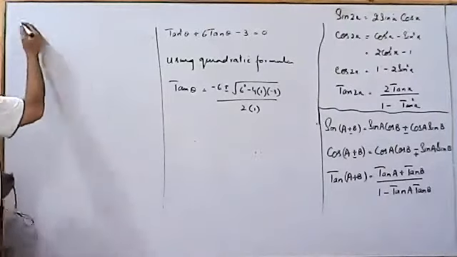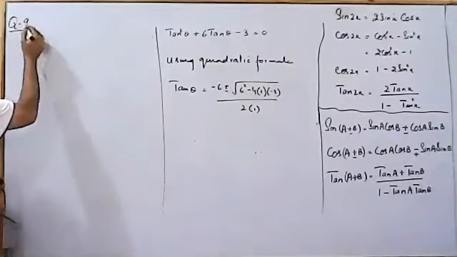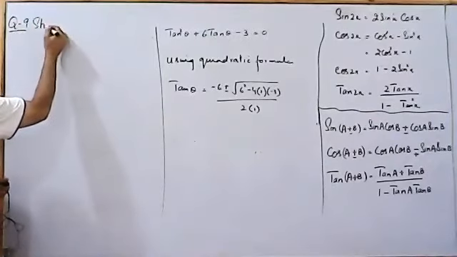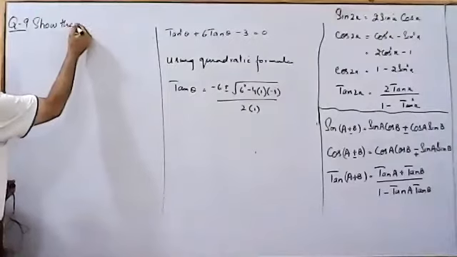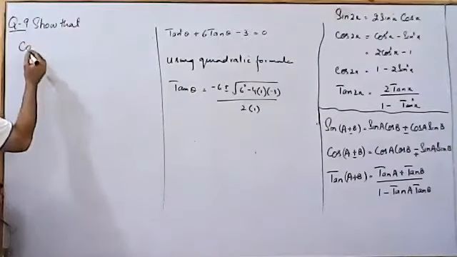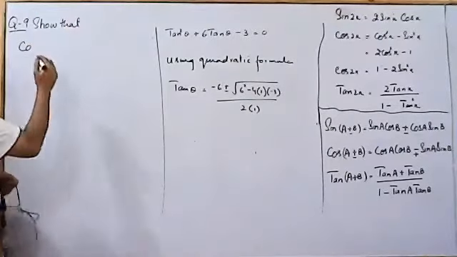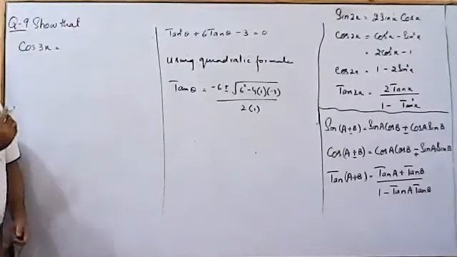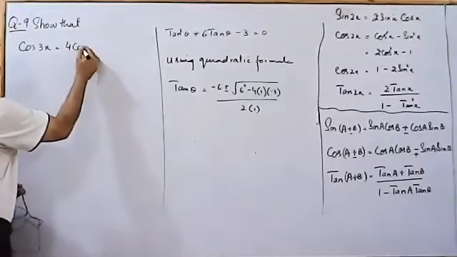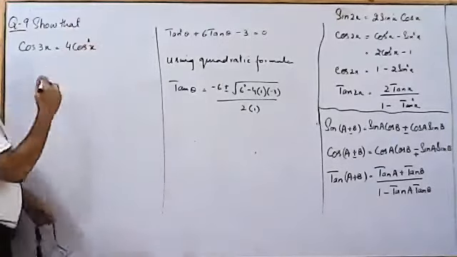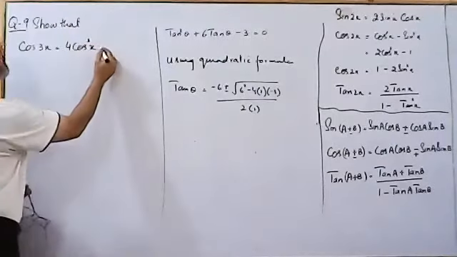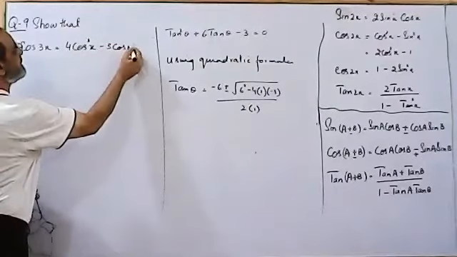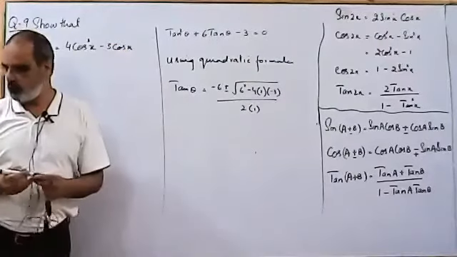Question 9 says, show that cos 3x is equal to 4 cos cube x minus 3 cos x.